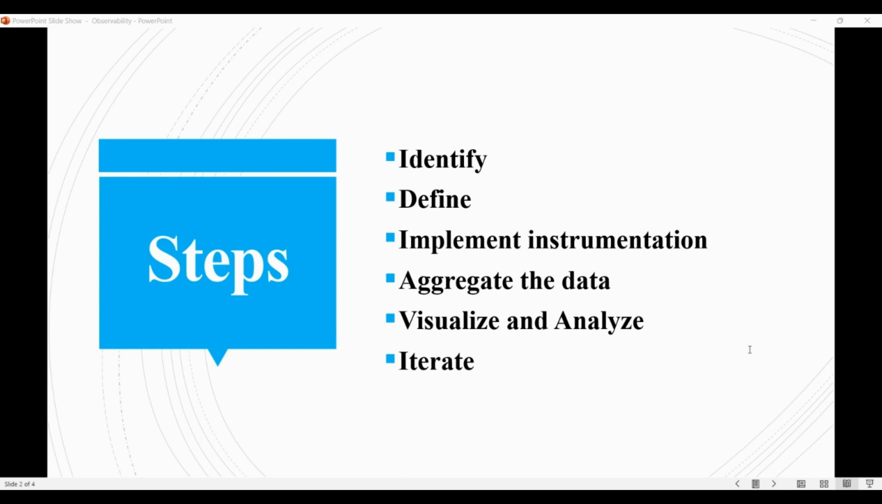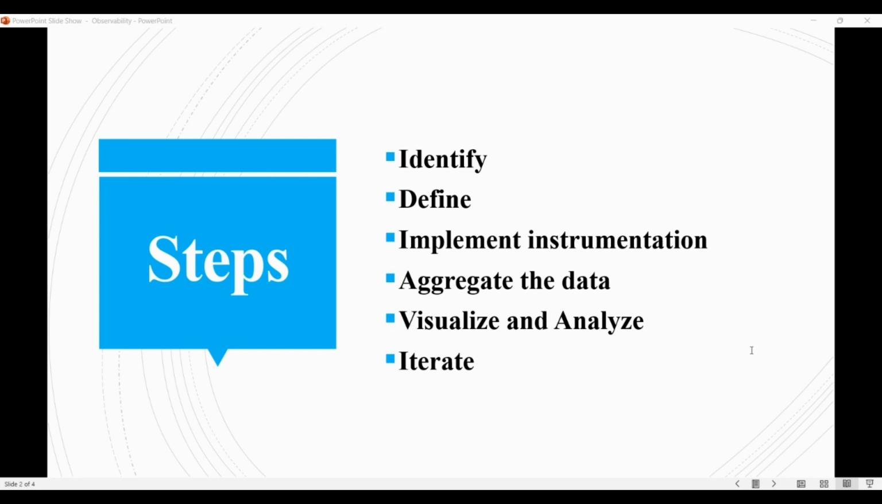The first is identify. Identify the key components and subsystems of the system that require observability. This may involve determining which parts of the system are critical to the overall performance and functionality of the application, and which ones are most likely to encounter issues or bugs. Then we define the metrics and logs that need to be collected from the system. This may involve defining what data points are important to monitor, such as request rates, response times, error rates, or other key performance indicators.